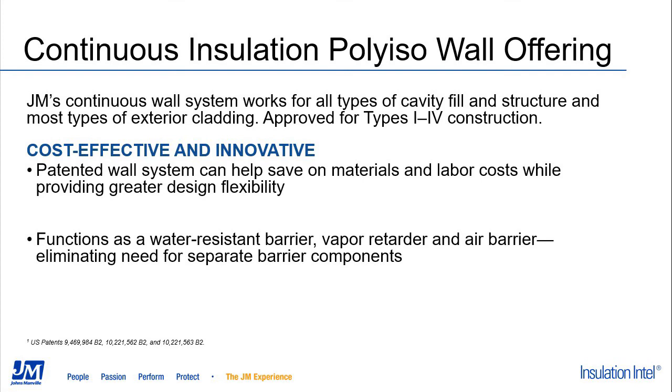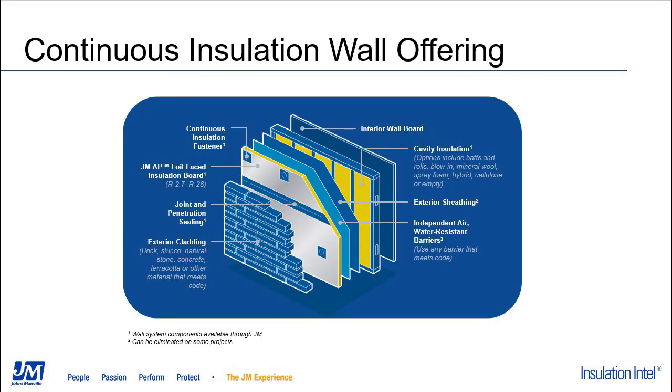So Johns Manville has a patented polyiso wall offering, where the polyiso can act as both an air and water barrier. And to get that, you really just need to address the seams and penetrations with our tape. If you tape the seams and penetrations of our AP foil, that would allow you to eliminate, if you wanted to, your independent air and water resistant barrier. So think of your Tyvek, things of that nature. So when properly installed with our tape, you can eliminate that entire step in the process.